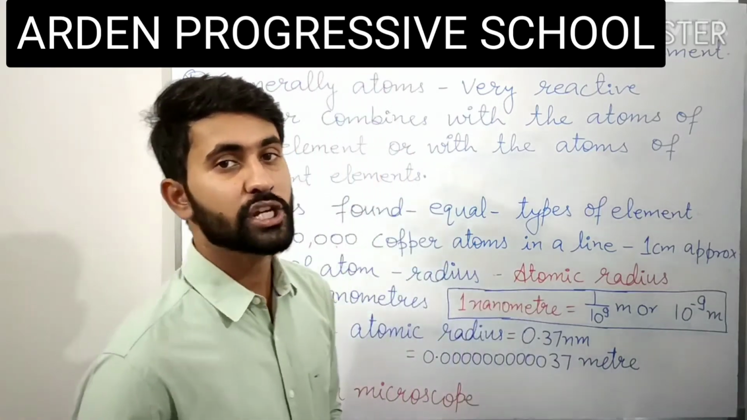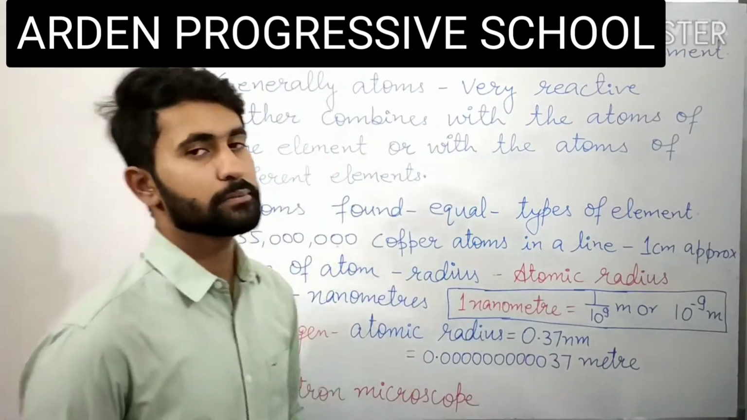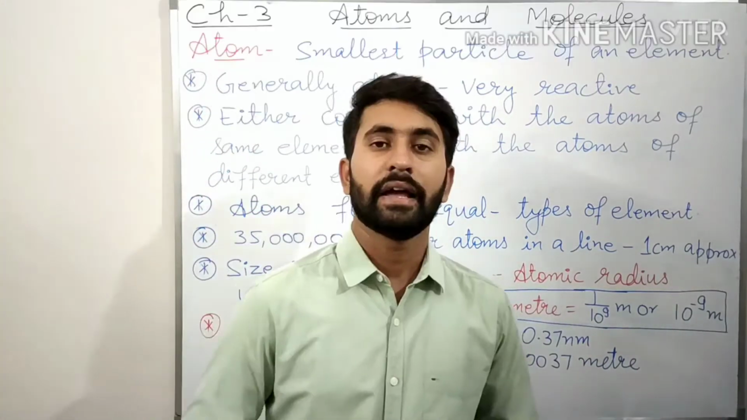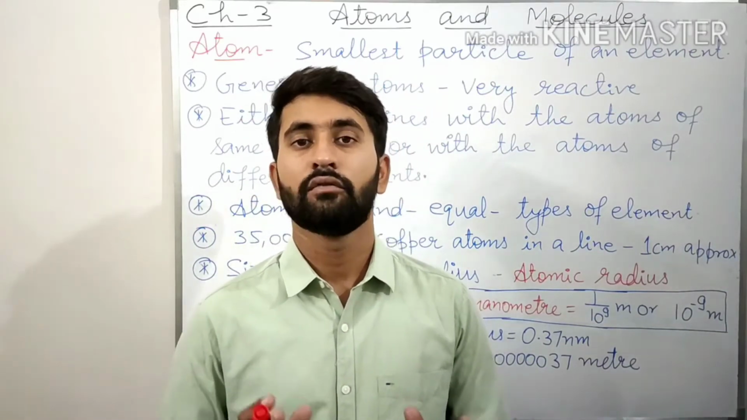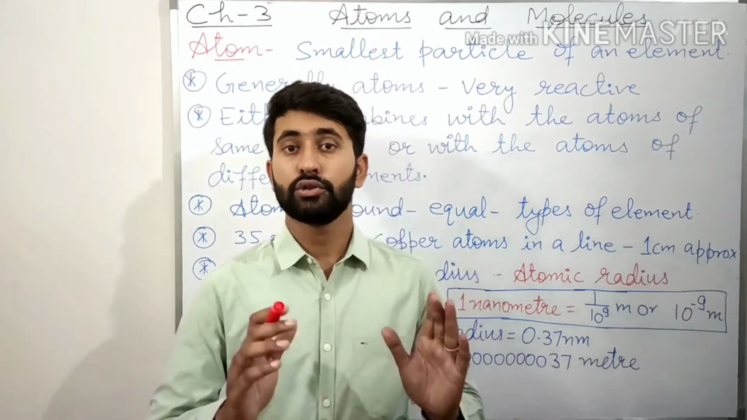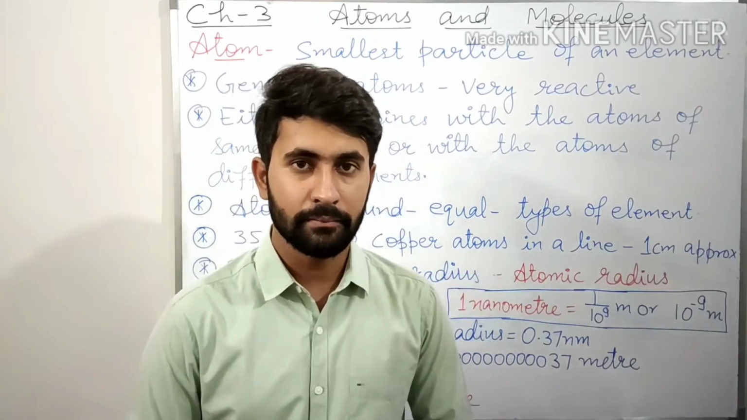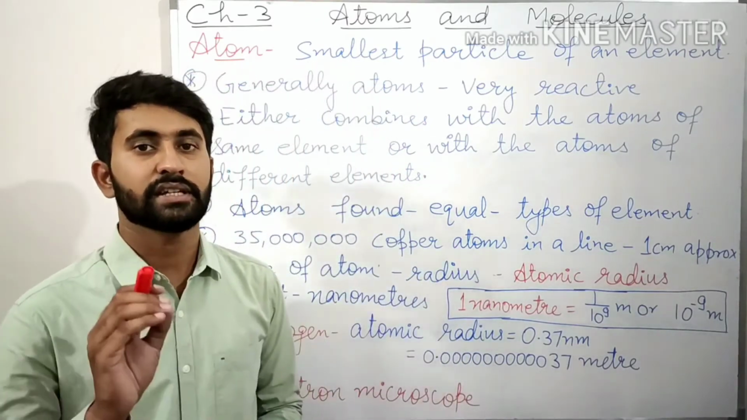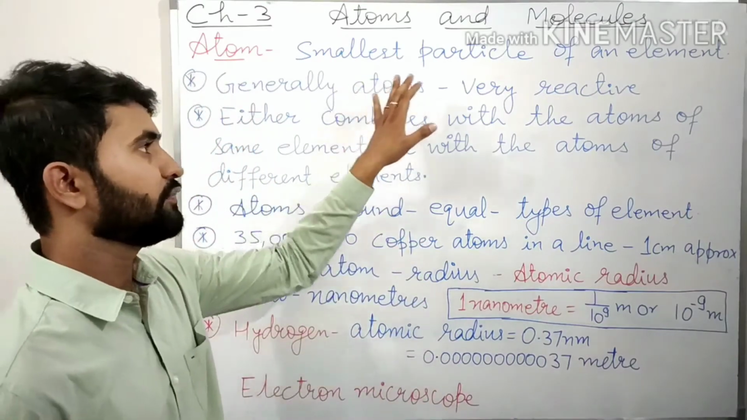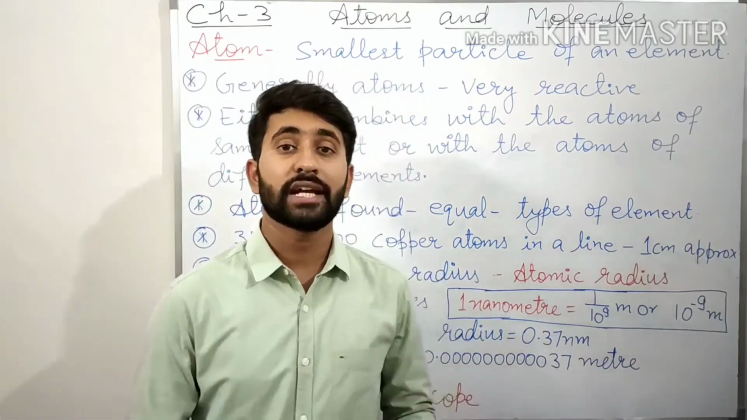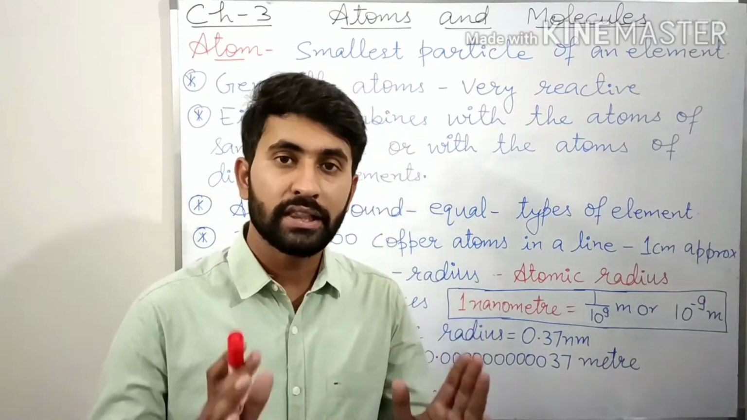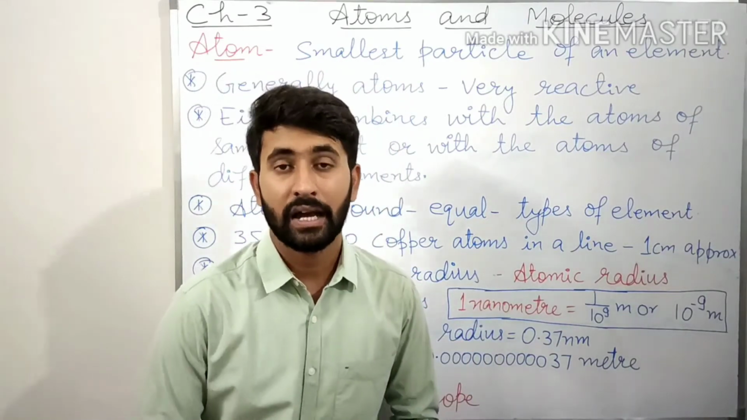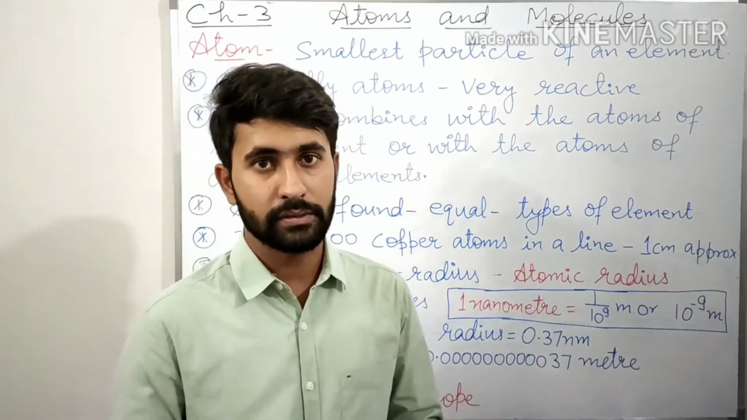We are reading chapter number 3, Atoms and Molecules. In our previous videos, we have already learned what an atom is. So do you remember what an atom is? An atom is the smallest particle of an element which can take part in a chemical reaction. All kinds of elements are made up of atoms.